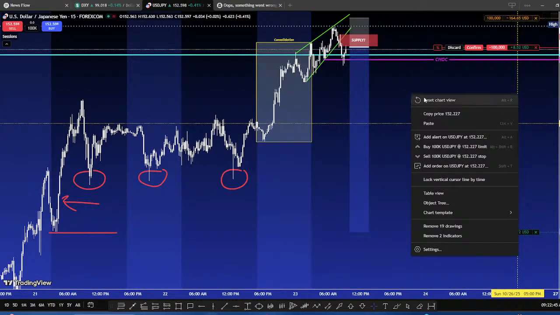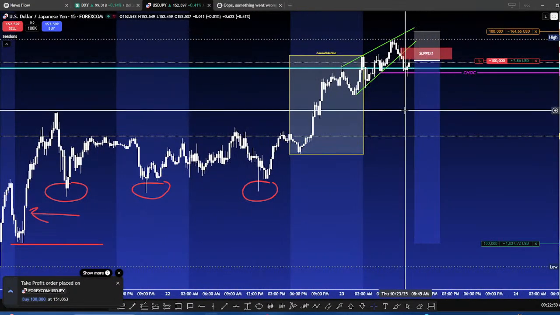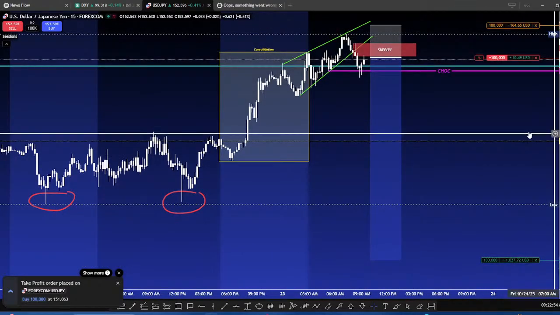Here is your trade on UJ for the drop. It's looking hot, and we're going to give it what we got. Let's get it.